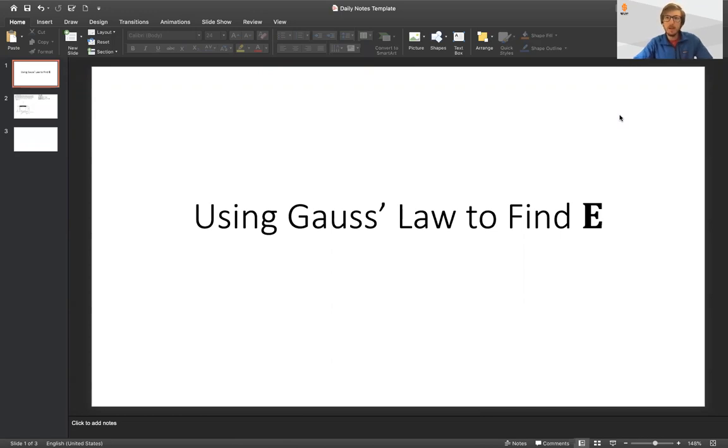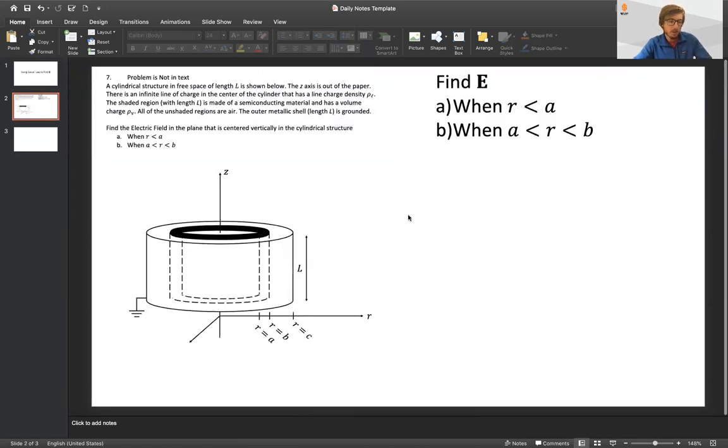I want to take a minute and explain a few more steps on how we can use Gauss's law to find the electric field. So in class, we were looking at a problem that was like this. We had a set of charges, a line charge along the z-axis and a can-shaped area that has a volumetric charge density. And we wanted to be able to find the electric field in a couple different areas. So let me explain some of the basic steps that you would take to solve a problem like this. And hopefully I can also explain how this could be applied to any problem that uses Gauss's law.